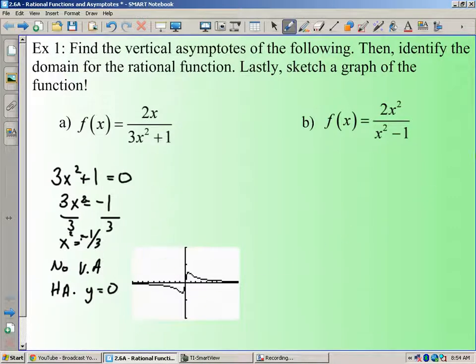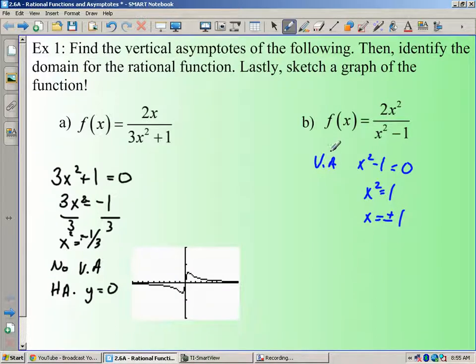Then on the next one, we are going to find our vertical asymptotes again. We'll try to find them by setting x squared minus 1 equal to 0. If I solve, I get x squared equals 1, and so x is equal to plus or minus 1. So there are two vertical asymptotes in this graph.